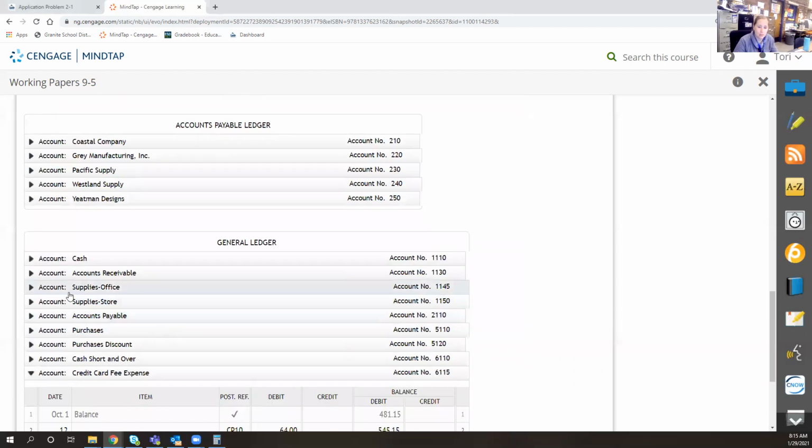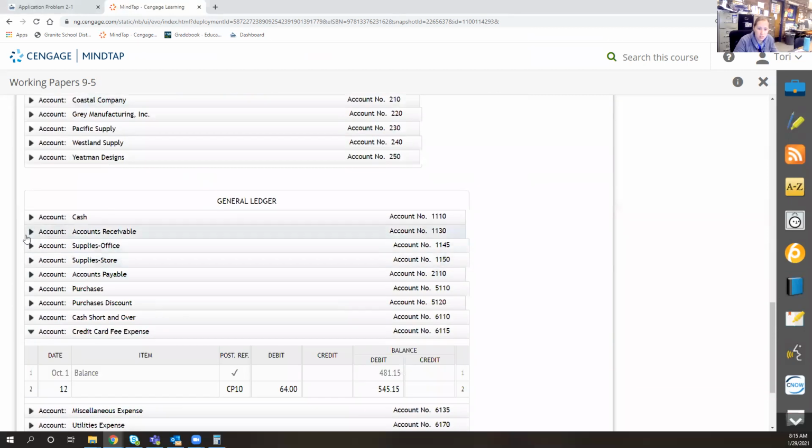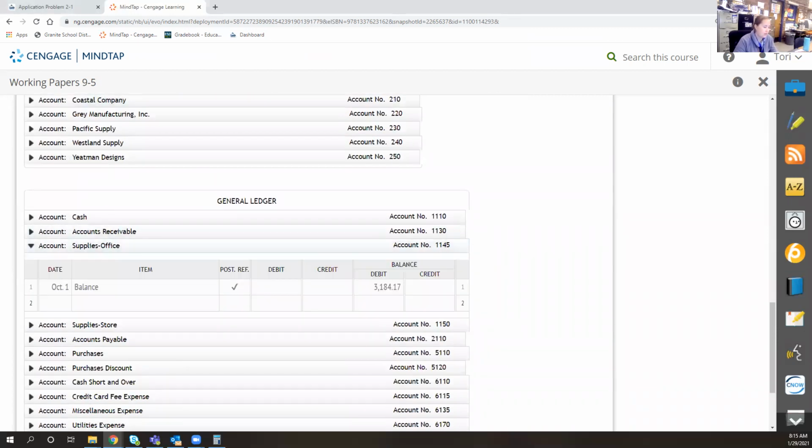Okay, we need to make sure we record all of our accounts for our petty cash. So we need to go to supplies to the, is it the store first? Office first. So let's go to the supplies to the office. We're going to put in the date, which is the 31st. We didn't have a balance. We're just going to put CP10. We're going to debit $48.15. We have a debit and a debit, so we'll add those two together.